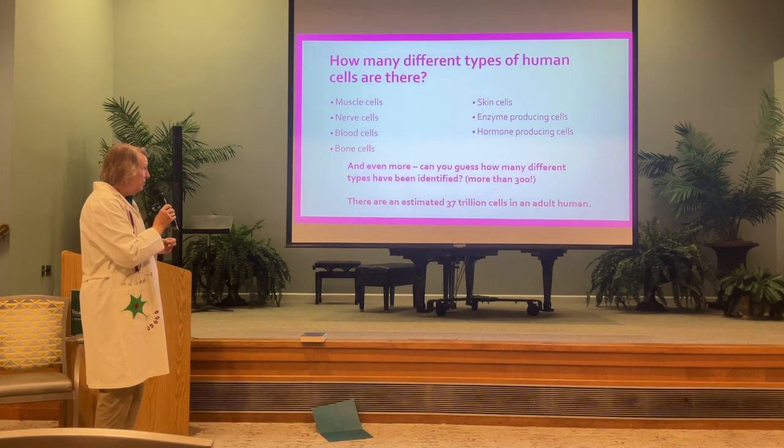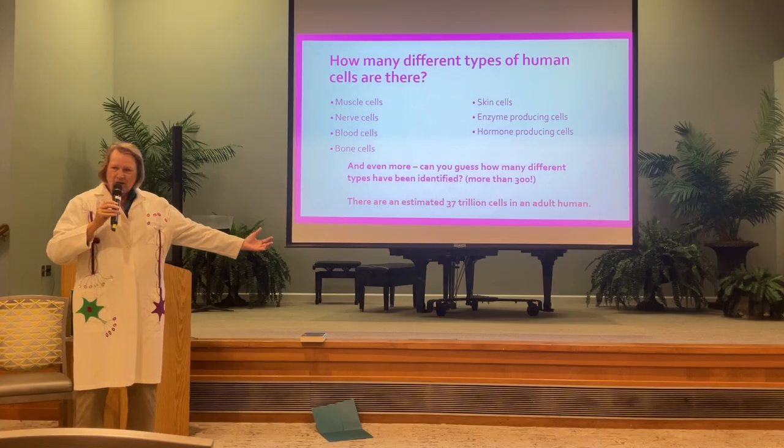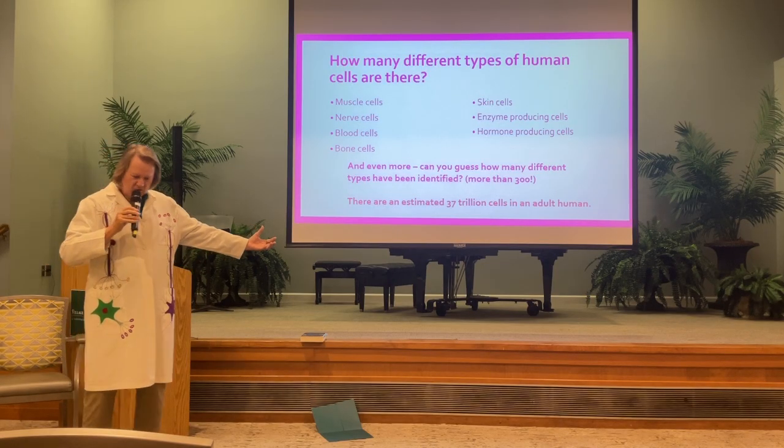So there's estimated to be 37 trillion cells in one human. So here I stand in front of you, 37 trillion cells.